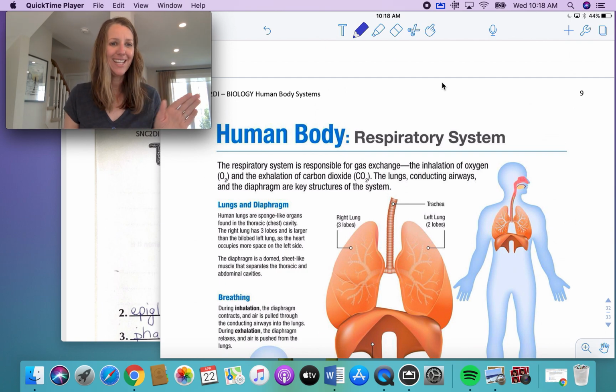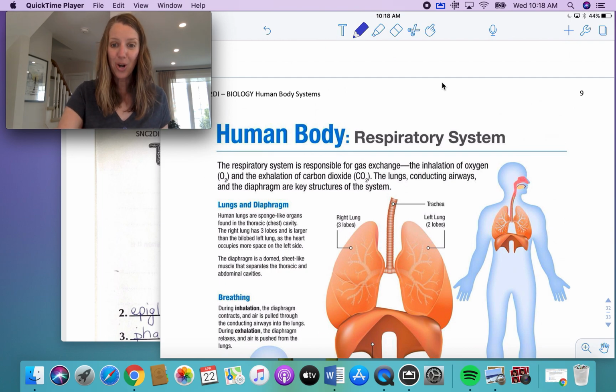So there's lots of mechanisms that make this work, and again I'm going to try to make it as easy as possible for sort of the grade 10 level. And again, what are we doing? We're just looking at an overview of 3 of our 11 body systems, so we get a sense of how these organ systems can work together to make an organism.